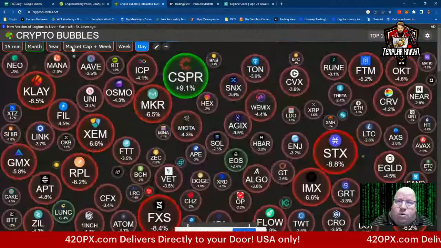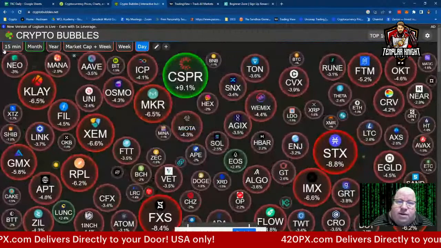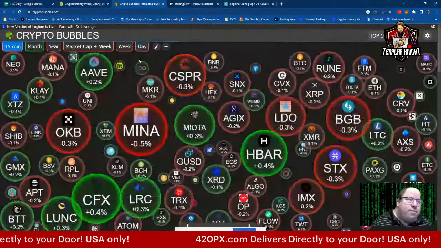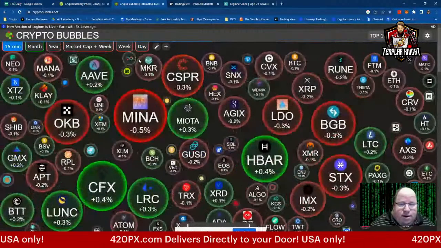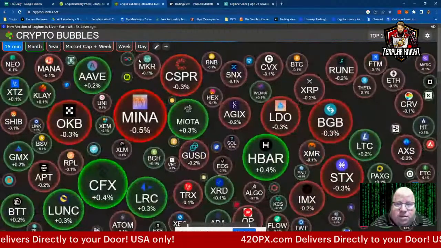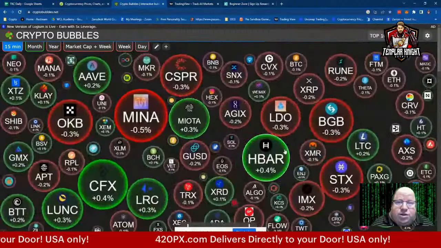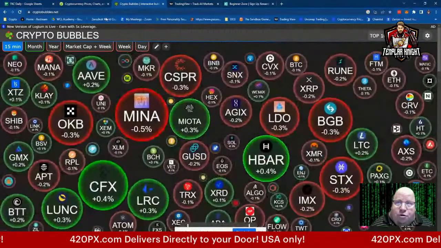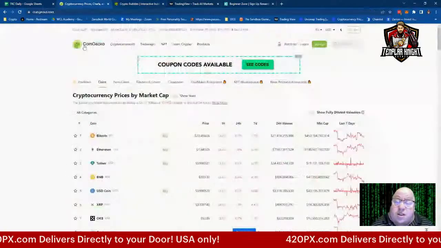I can add whatever I want in here. I like the 15-minute because that's showing me what's happening right this moment. That's what I'm interested in, what's happening in real time in the crypto space. This is to give me just an understanding. The other one I use is CoinGecko.